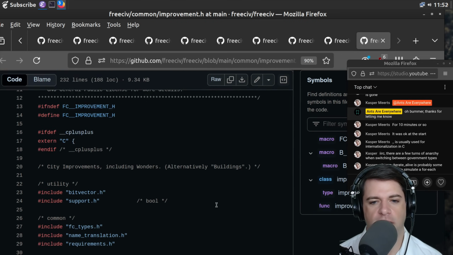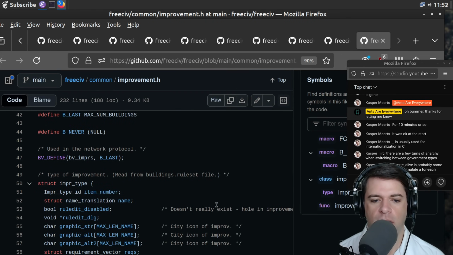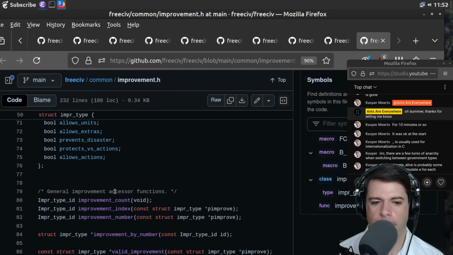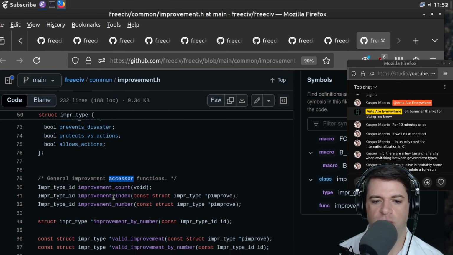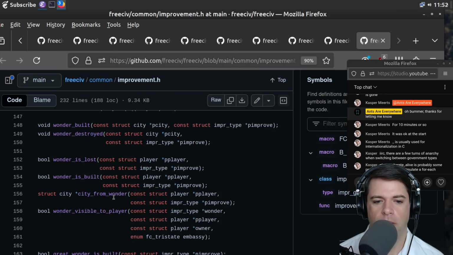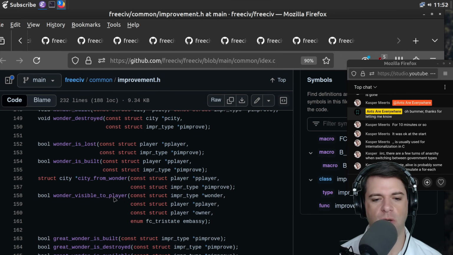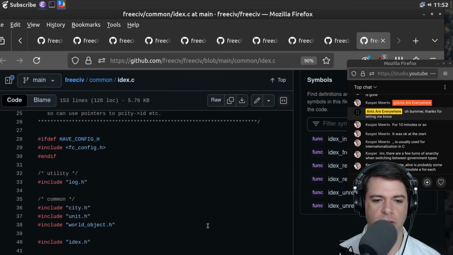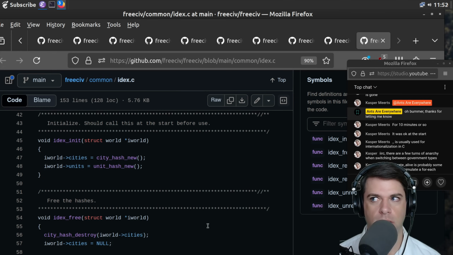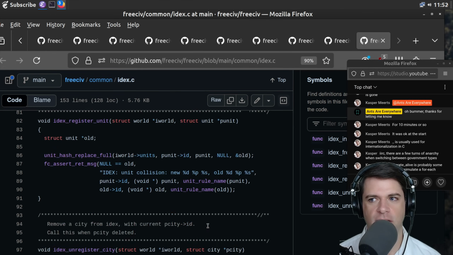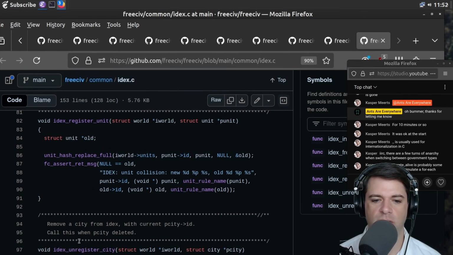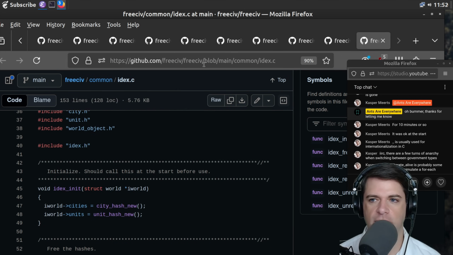Improvements, I think, are going to be related to stuff like research and building aqueducts and stuff. Although we have some graphic stuff. Improvement count, improvement by number. And it seems to also include things like the wonders of the world, like maybe the Hanging Gardens, the Colossus at Rhodes. I don't know what IDEX is, but we have registered, remove a city from IDEX. I'm guessing IDEX is like an index.